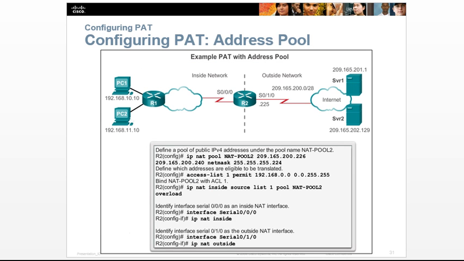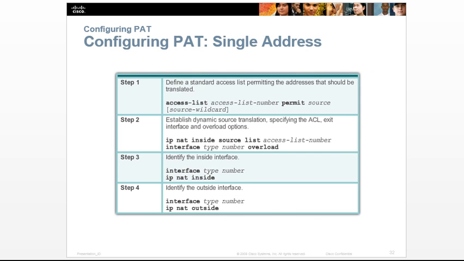So with PAT, it's a little different. With PAT, you've got to set up your pool. Here they're doing the pool, then the netmask, your access list, then IP NAT inside source list 1 pool, in this case NAT pool 2 overload. So to do PAT, you actually issue the NAT command with the word overload. And then again assign an outside and an inside interface.